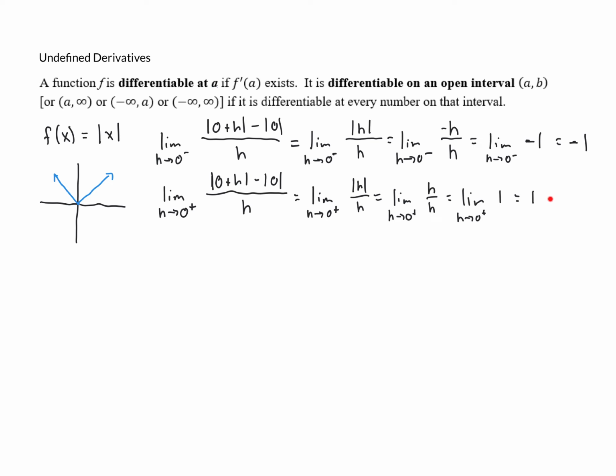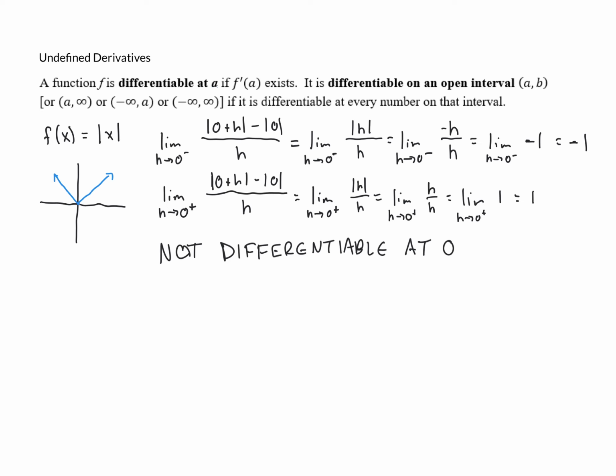So because the left and right-handed limits are not equal to each other, that tells us that the overall limit doesn't exist, and that means that this function is not differentiable at 0. So this is not differentiable at 0.